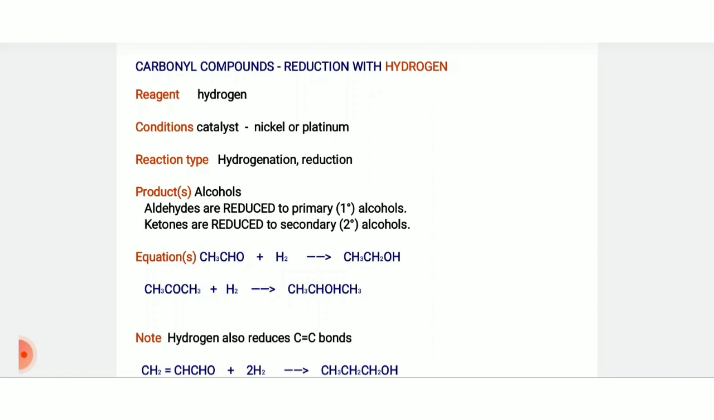Reduction with hydrogen. Reagent: hydrogen. Catalyst: nickel or platinum. Reaction type: hydrogenation reaction. Products: alcohols. Aldehydes are reduced into primary alcohol. Ketones are reduced into secondary alcohol. See the equation. Acetaldehyde is reduced in a hydrogen atmosphere in the presence of nickel or platinum as a catalyst. It produces a primary alcohol such as ethanol.